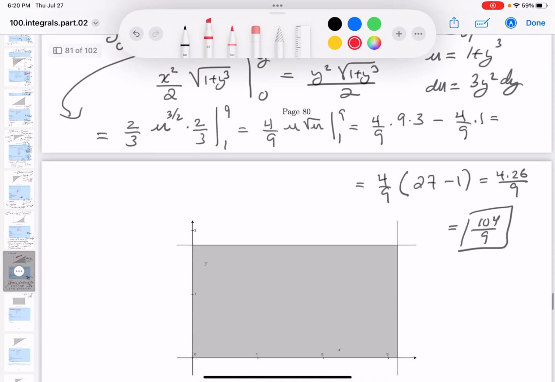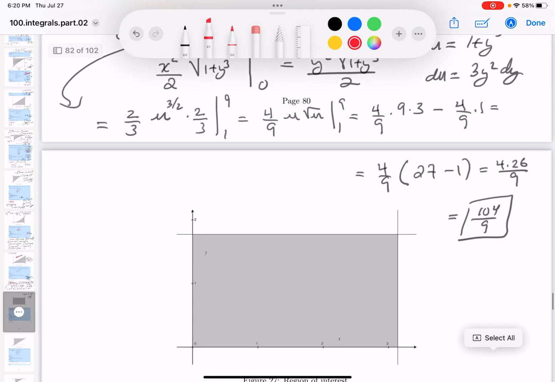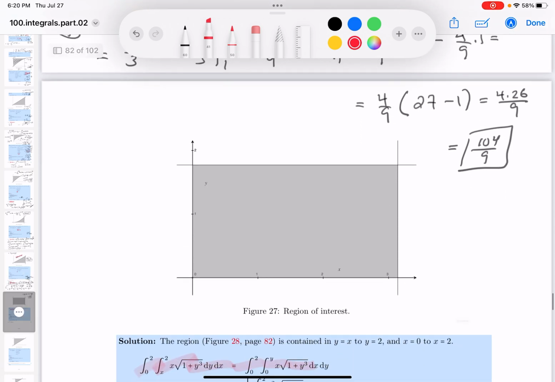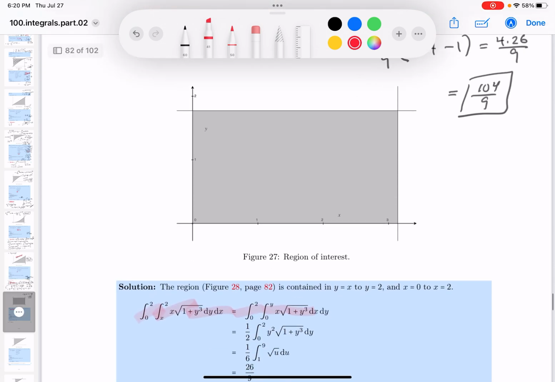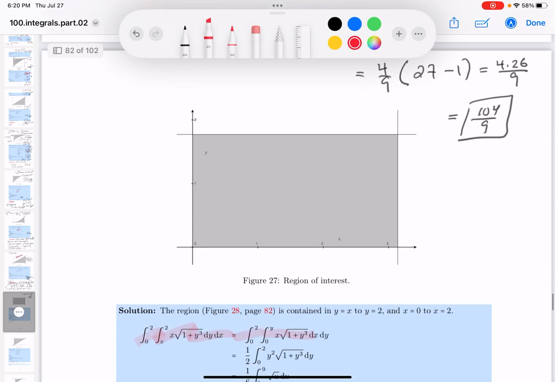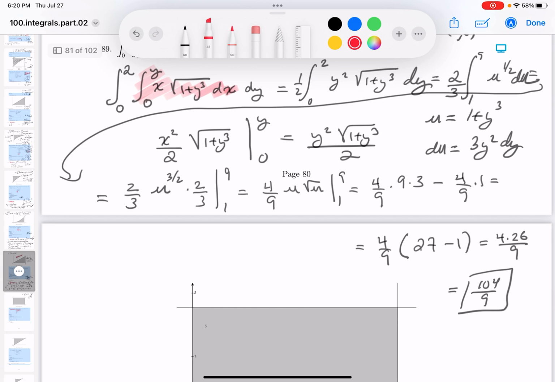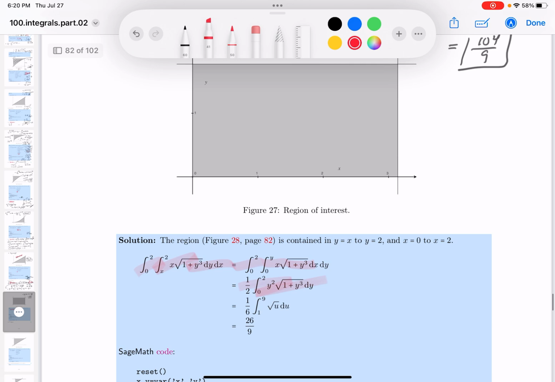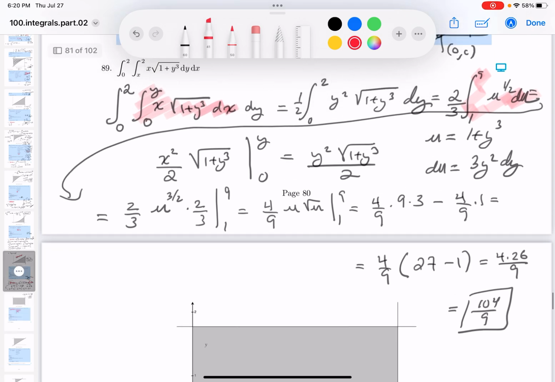So 0 to y. Yeah, x, 1 plus y cubed dx dy. 0 to 2, I got that. Was able to do the integration correct. Let's see, 1/2, 0 to 2, y squared, 1 plus y cubed dy. I got that correct. Was able to get that u part done. And you know, I'm looking at this over here, 1 to 9. I hope to see that. I do see that. I do see the root of u. And then I see a problem here.